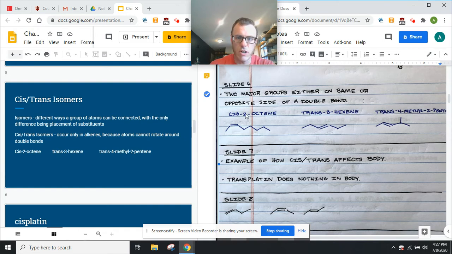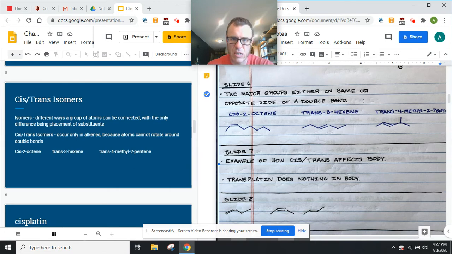All right. So here, cis-2-octene, what that means is a double bond here starts on carbon number 2. We can see that. Cis means that this methyl group, or this 1 carbon, and these 5 carbons, 2, 3, 4, 5, are on the same side. Trans-3-hexene means that these two groups coming off the double bond are on opposite sides. So you could see trans-3-hexene and then trans-4-methylpentene. All right. This is what we have here.